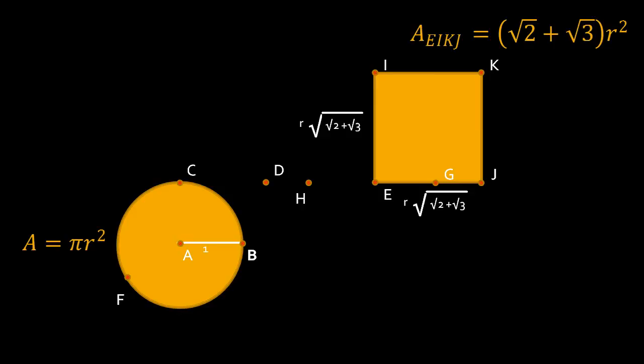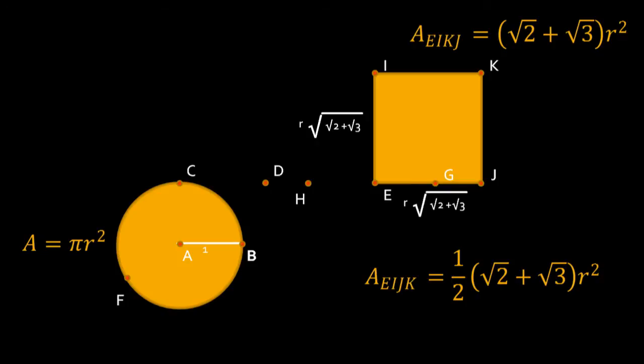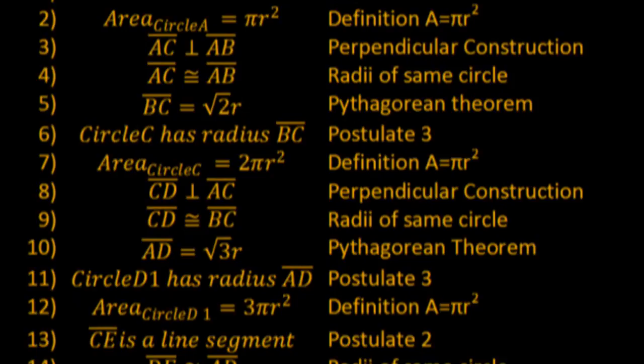We have a square, with an area equal to the square root of 2 plus the square root of 3 times r squared. And we have a circle, with an area equal to pi times r squared. What part of this exercise actually proved that the square and the circle have the same area? None of it. All we did was draw a bunch of circles, line segments, and right triangles. Oh, and a square. Nowhere did we do anything that would infer that the ending square would have the same area as the starting circle.